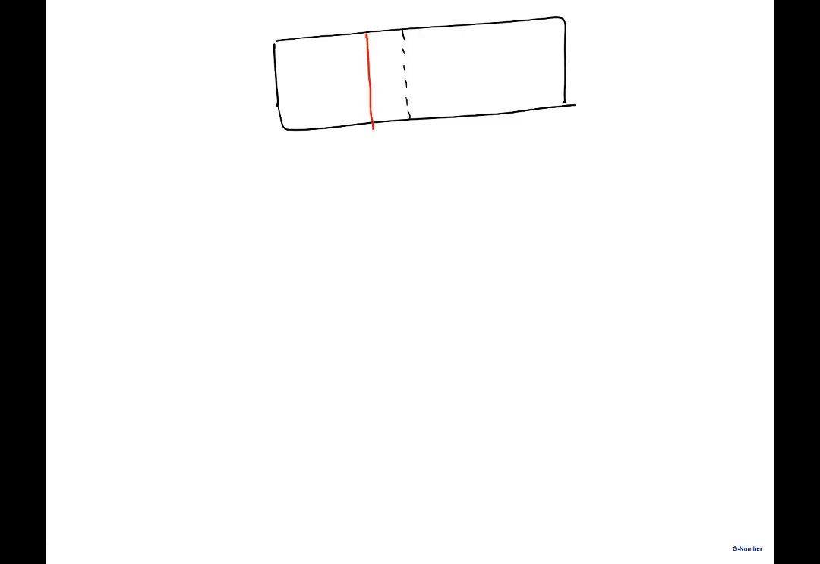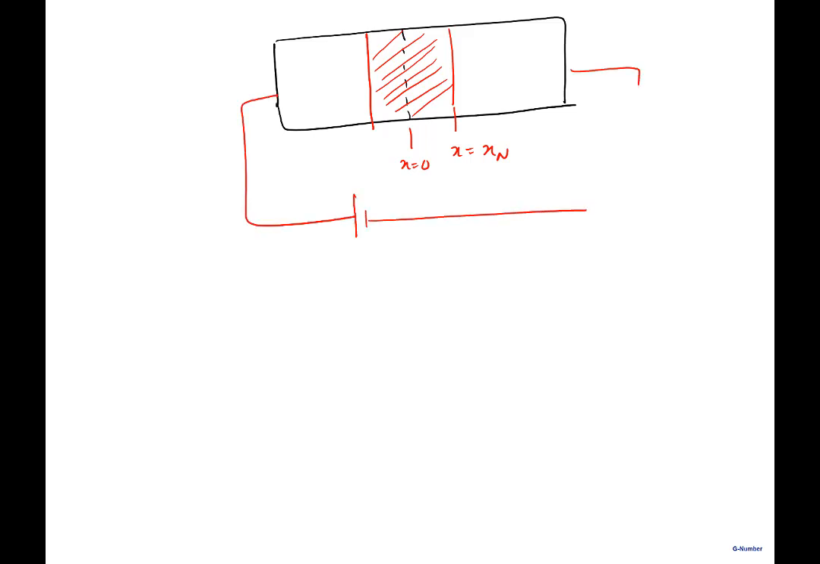So this is the depletion region. Let's call this x equal to 0. Call this x equal to xn, the boundary here. And so his idea was, let's calculate all the current components at C, right? So let's write down the current components at C.